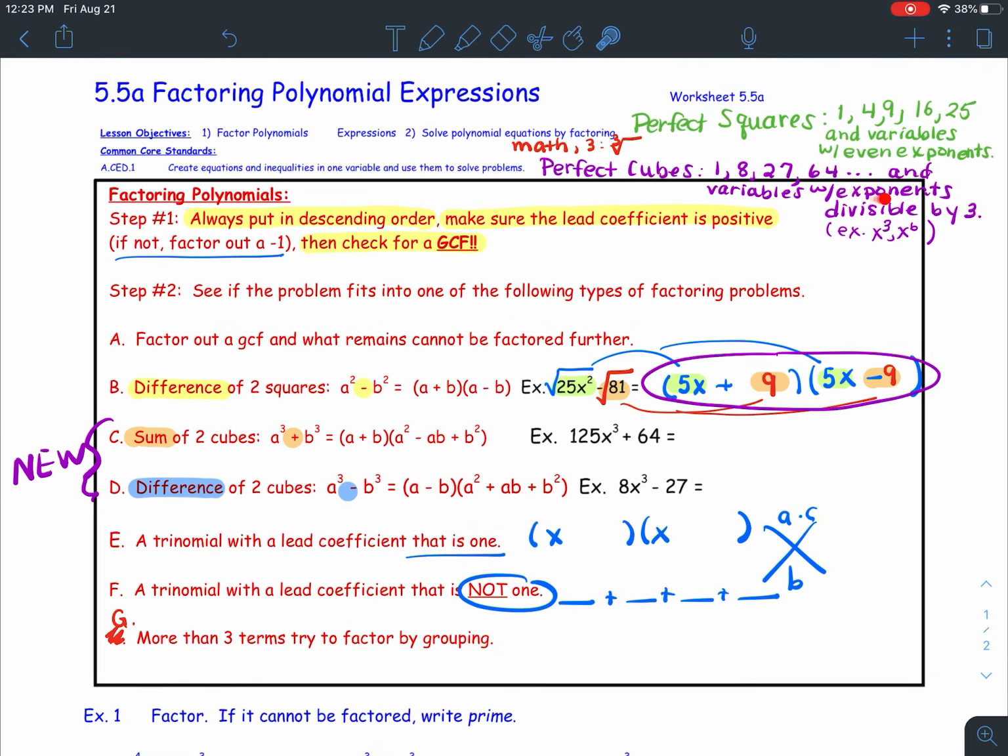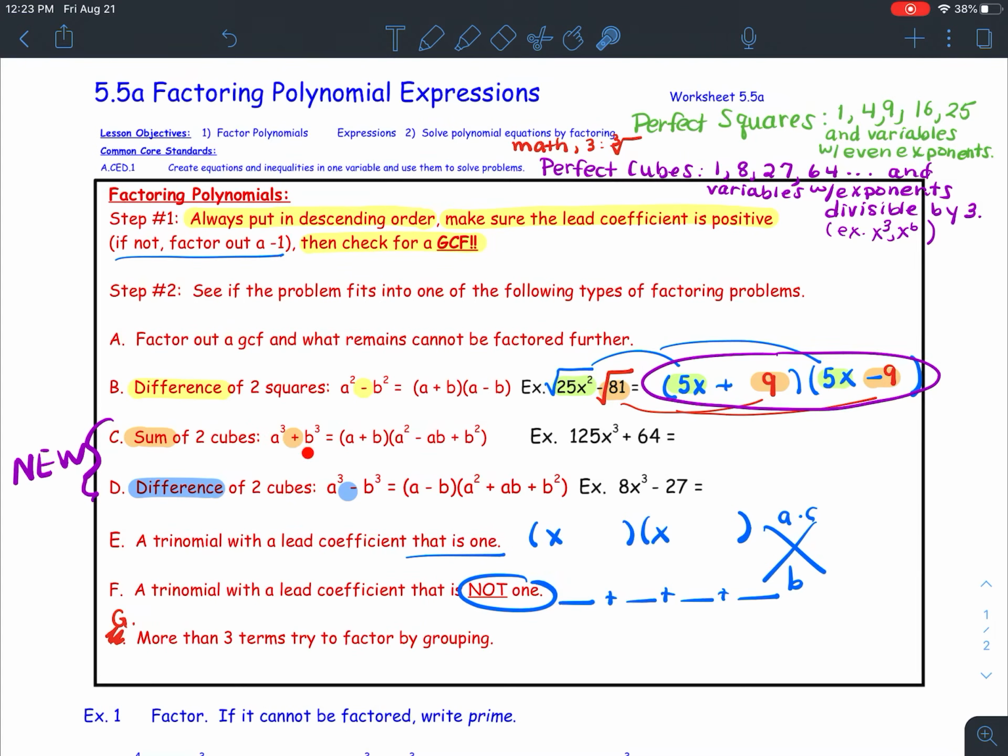How do you know whether variables are perfect cubes? Well, you look at the exponent, and if the exponent is a number that is divisible by 3, so you say, could 3 be divided into that exponent without any remainders? That means that variable is a perfect cube. So things like x cubed, x to the 6th, x to the 9th, x to the 12th, those would all be considered to be perfect cubes, okay?